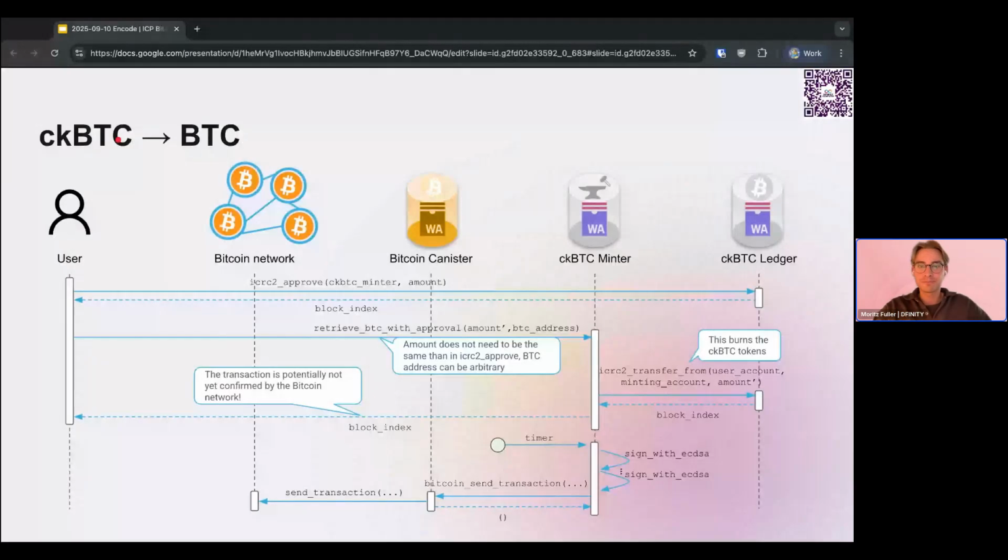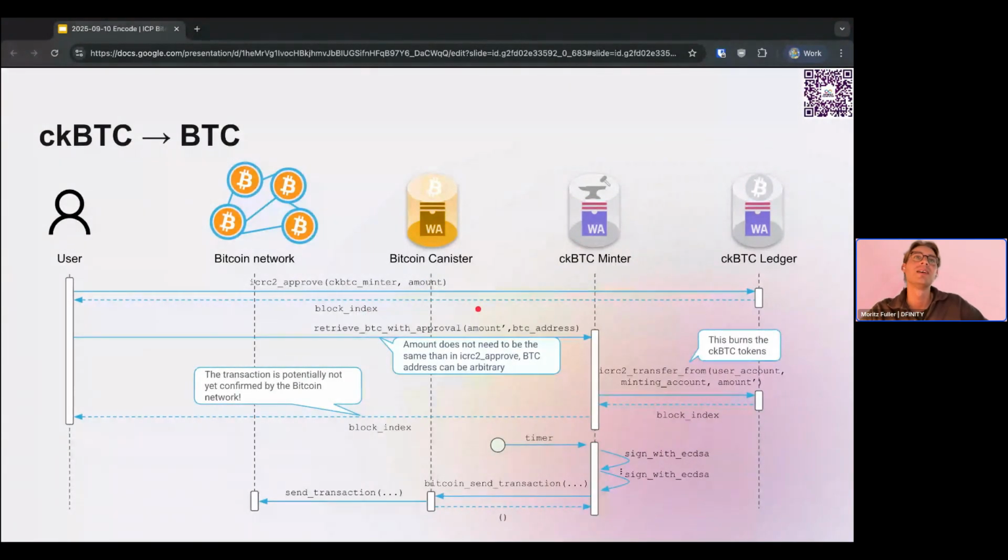The other way around is based on ICRC2, which is a token standard similar to ICRC1. It adds approval and transfer from to ICRC1 ledgers. It first requires the user to allow the ckBTC minter to withdraw the desired amount from a user-controlled account by calling the ICRC2 approve on the ckBTC ledger. So this is this call here. So here we say, yes, the ckBTC minter is allowed to spend this amount on my behalf without asking me again.